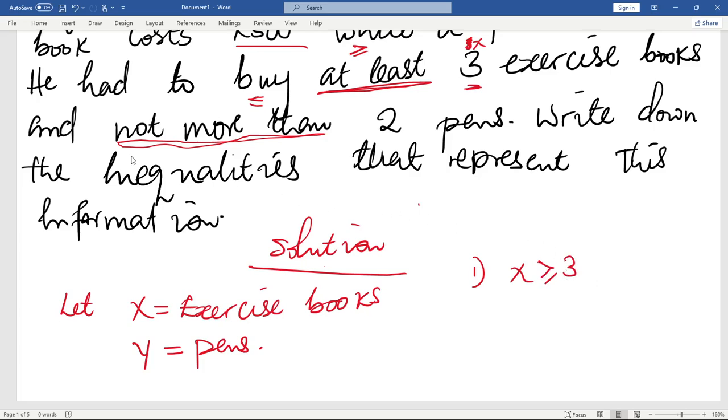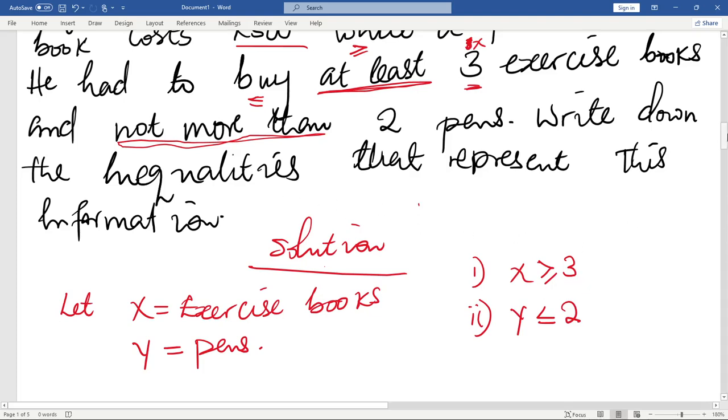Okay, so let's come to y. For y we're being told not more than 2. So for not more than, the symbol that we're going to use here is less than or equal to. So the second inequality that we have there, we're simply going to say y is less than or equal to 2, because we're simply saying not more than 2.